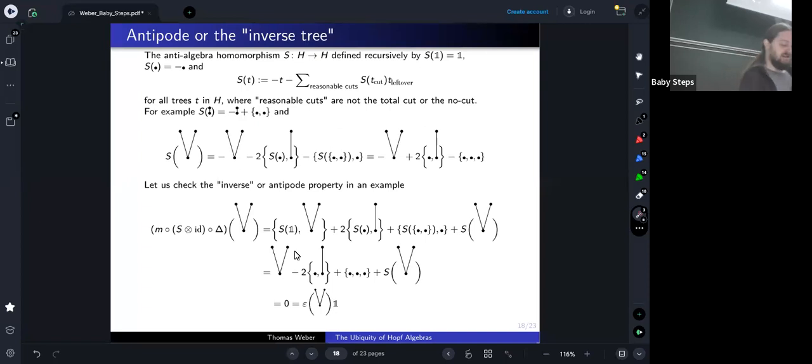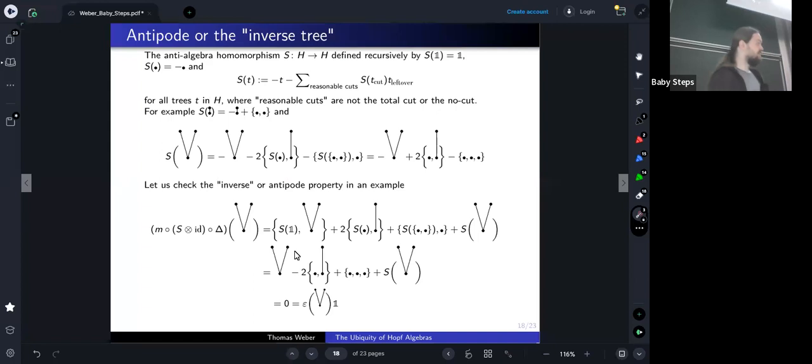Maybe briefly, let's have a look at this one here. So the antipode is minus the tree. One reasonable cut is cutting here or cutting here. So we can do this twice. This is why we get a 2 here. And we get this one vertex here, and the leftover is this tree. Or we can cut both at the same time. Then we get S of this set here. Since we know that S is an anti-algebra morphism, we are left with this here. So this is the antipode of this one.